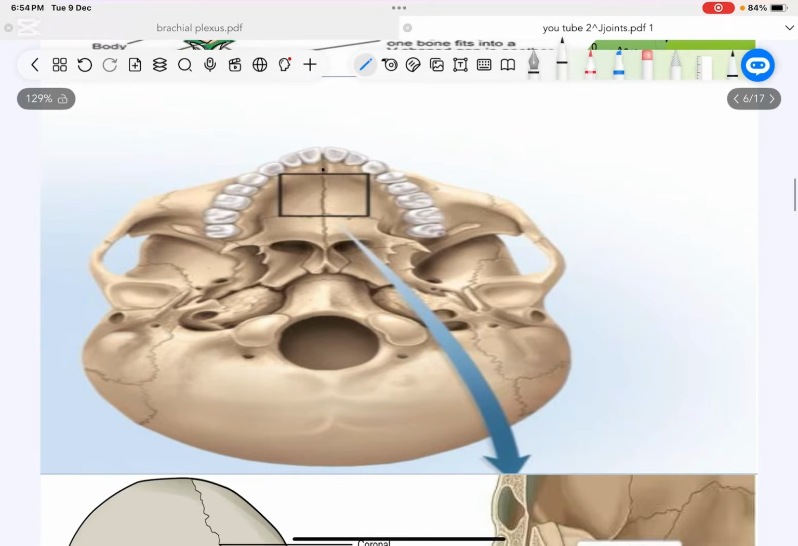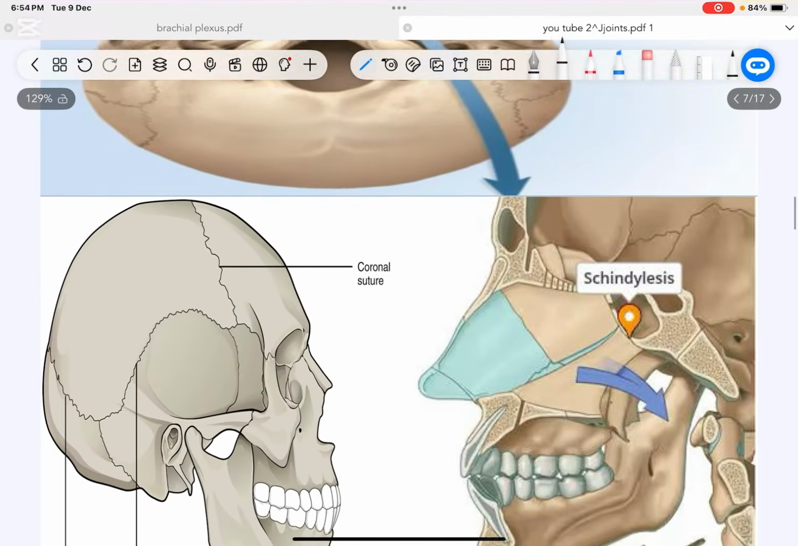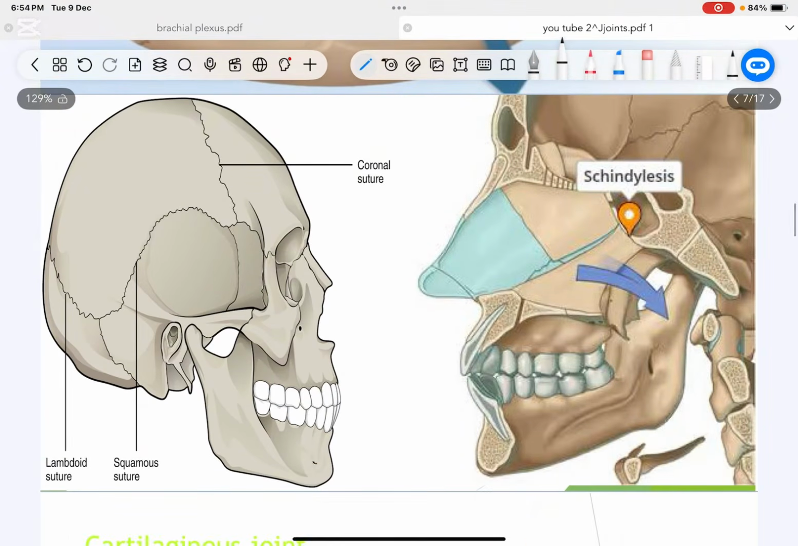On the screen now you can see, as I said, the plane suture in between the two hard palate bones. So plane, both surfaces are attached, and we say it is called plane suture. You can see the next image here, the coronal suture. The coronal suture is in between the frontal and parietal bone, and it's an example of serrated suture. Then in between the parietal and temporal there is a suture. It's an example of squamous suture.